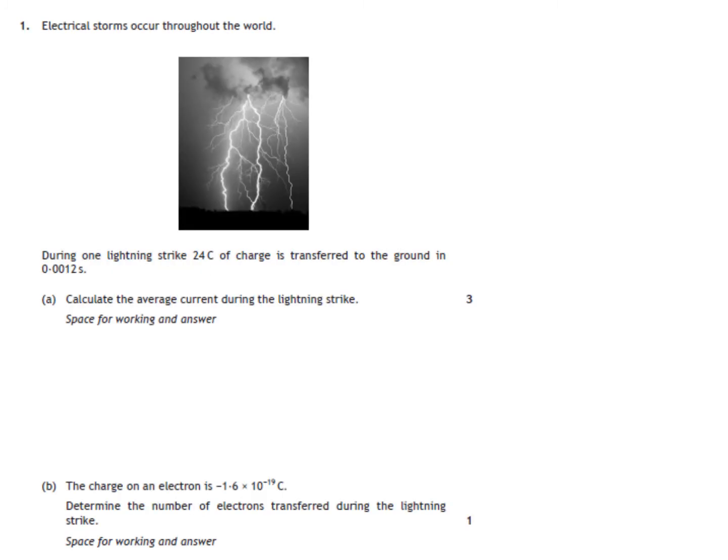Okay, so a bit more of a longer question here. This is part from section 2 of the exam paper. It says electrical storms occur throughout the world. During one lightning strike, 24 coulombs of charge is transferred to the ground in 0.0012 seconds. Calculate the average current during the lightning strike, and it tells you something else in part B, which we'll read later on.